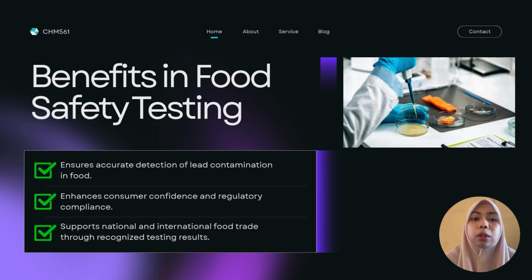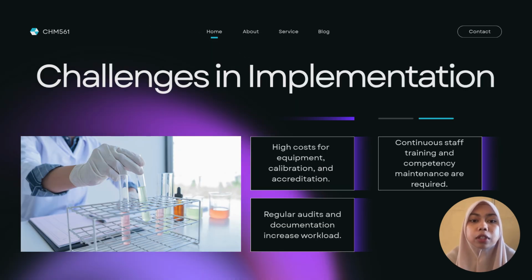Next, of course, we have the benefits and challenges. ISO 17025 accreditation provides many benefits in food safety testing. It ensures accurate detection of lead contamination, increases confidence in laboratory results, supports regulatory compliance, and also facilitates international trade. However, implementation also presents several challenges. These include high costs for laboratory equipment and accreditation, continuous staff training, extensive documentation, and also the regular internal and external audits.